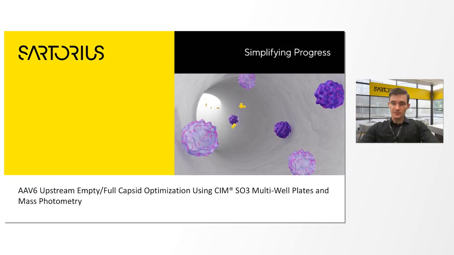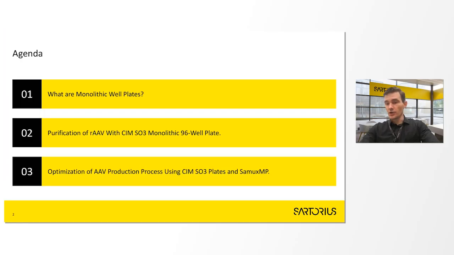A nice presentation. I'm Marco Norbe, product manager for our plate format here at Sartorius BIA Separation, and I will show you how we use our CIM SO3 plates with Refeyn XMP to optimize our AAV6 production process. I'll start with what monoliths are. This is the technology behind our monolithic plates. I'll continue with how we developed a universal protocol for AAV upstream samples, and I'll finish off with how we use this protocol alongside the Refeyn XMP to optimize our AAV6 production process.